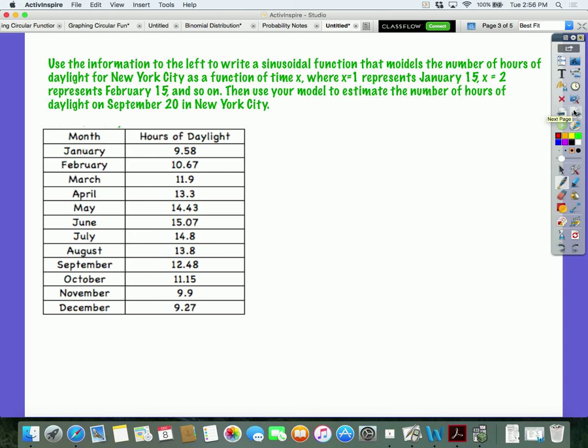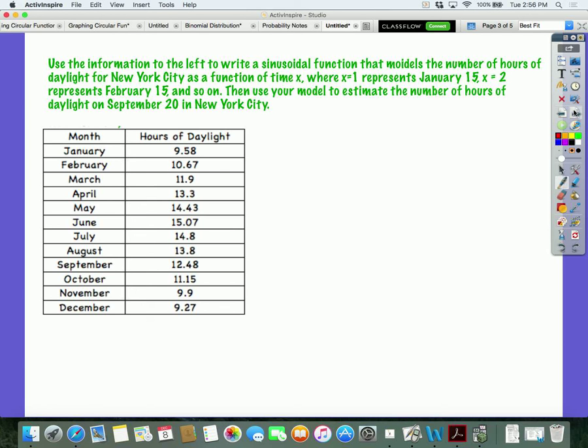So we're going to use the information below, that's a left, to write a sinusoidal function that models the number of hours of daylight for New York City as a function of time x, where x equals 1 represents January 15th, x equals 2 represents February 15th, and so on and so forth, okay?